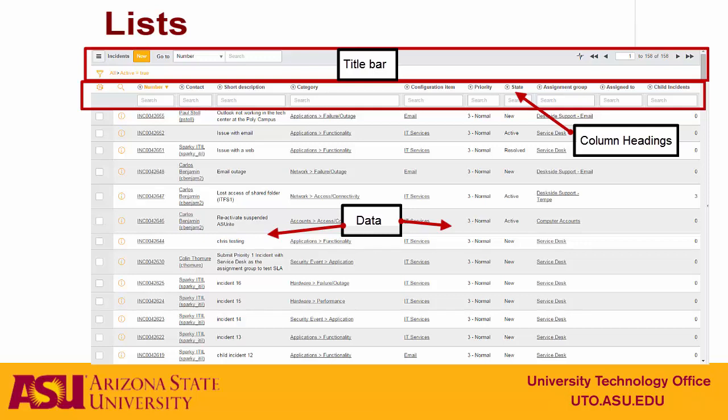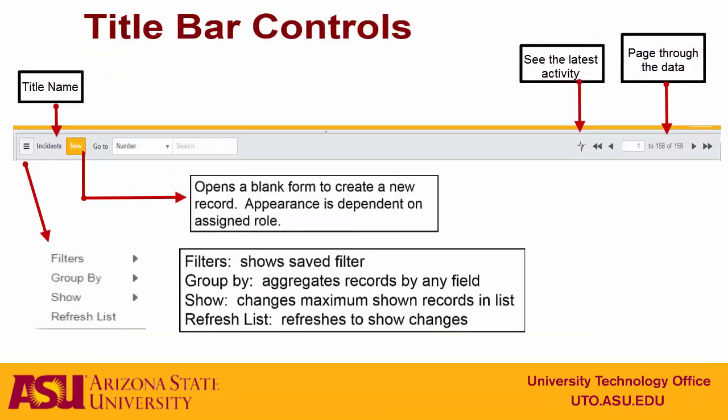Lists will still give you collections of records. The title bar and the search fields have been improved. On the title bar, if you click on the hamburger button on the far left, then you'll be able to see filters, saved filters that you've done. You'll also be able to group by different types of fields, show any changes, and refresh the list.